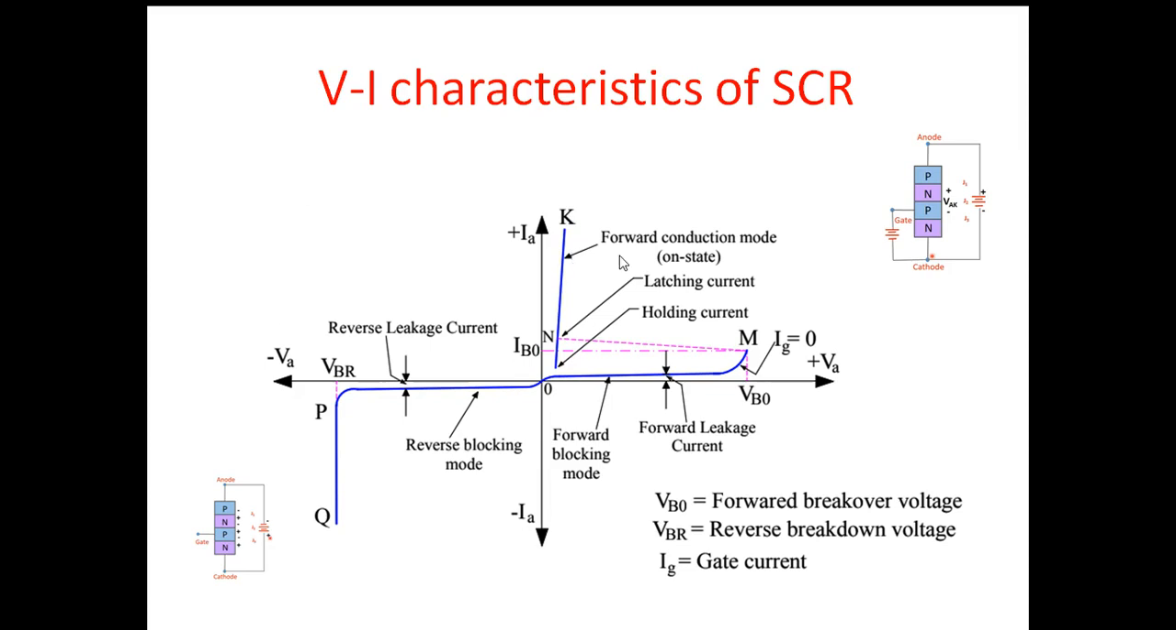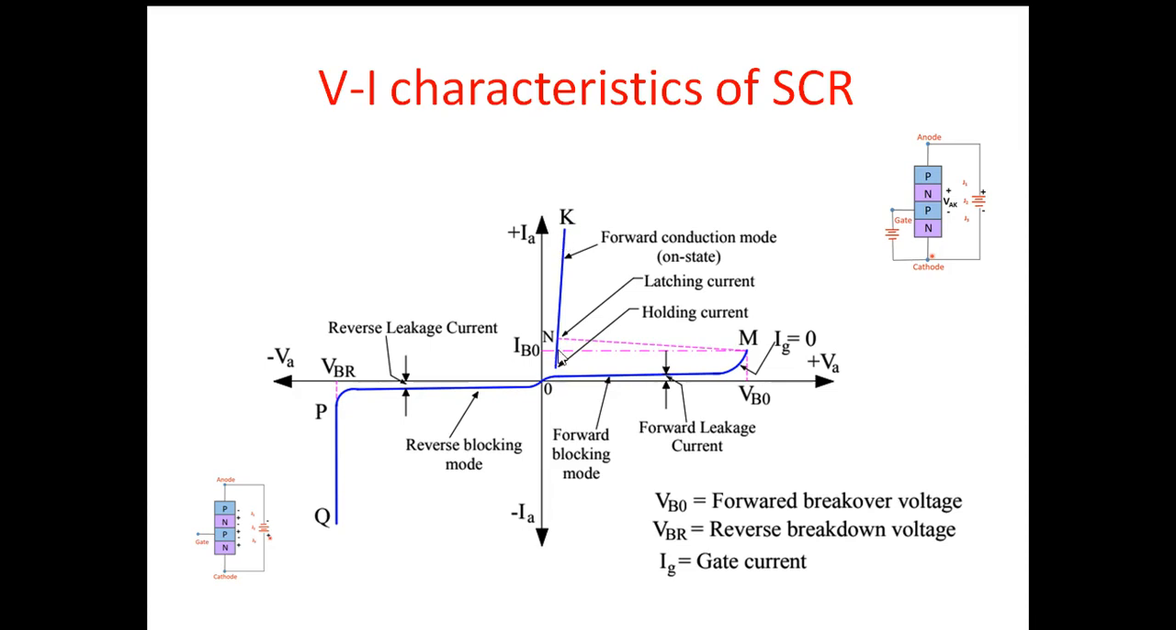The second one is holding current. Holding current is the minimum current flowing through the anode to cathode terminal of the SCR, and the anode current has to be reduced below the holding current for proper turning off of the SCR. That means when we are switching on the SCR, we have to apply the gate signal and forward bias voltage, and the current must increase above the latching current for proper turning on of the SCR.